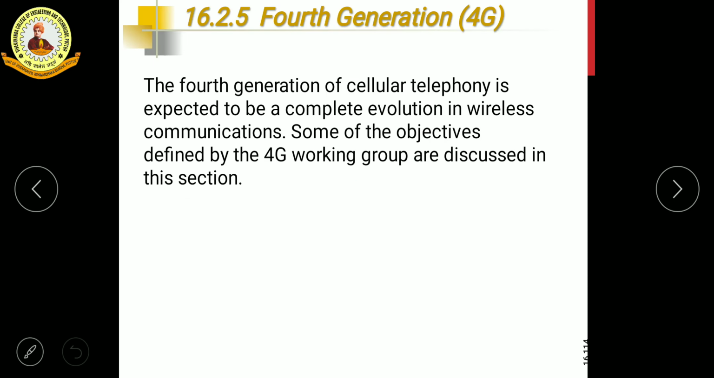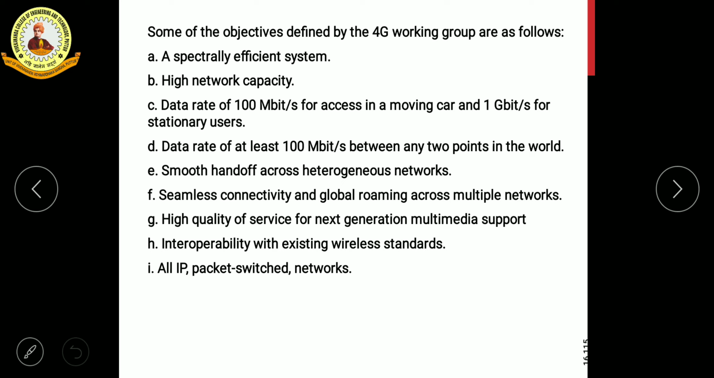Then coming to fourth generation, the last generation we are going to study in this module. The fourth generation is expected to be a complete evolution in wireless communication. Some of the objectives are a spectrally efficient system and high network capacity. Then look at the data rate: 100 Mbps for access in a moving car, and 1 Gbps for stationary users, which we will not get, although. Then a data rate of at least 100 Mbps between any 2 points in the world.